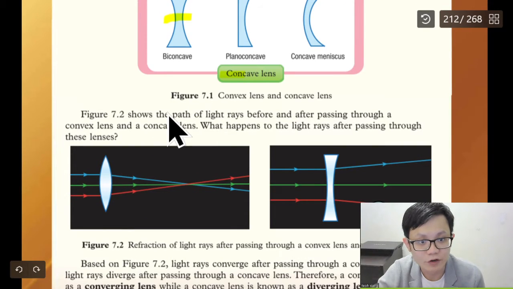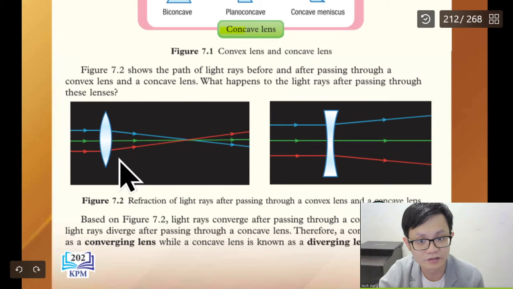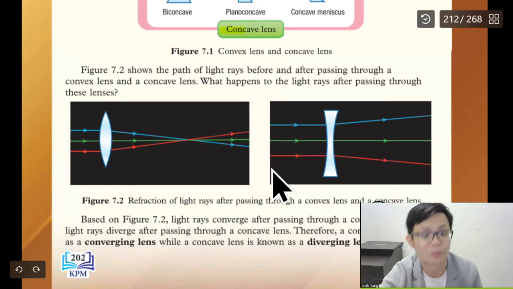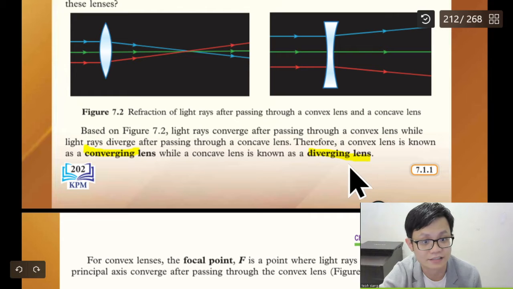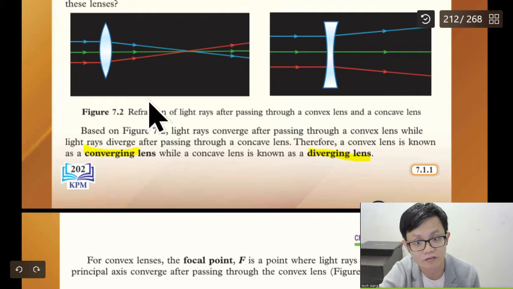Figure 7.2 shows how the light passes through it. So what will happen? In a convex lens, the light tends to focus on a single point, and for a concave lens, the light tends to separate. That is why a converging and diverging lens is also the same. Converging lens.